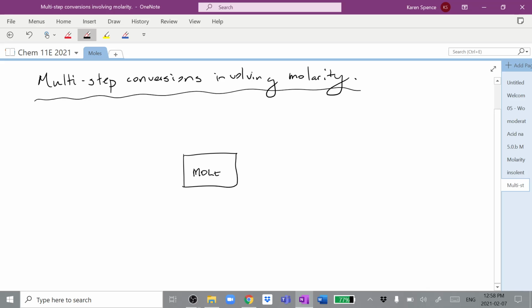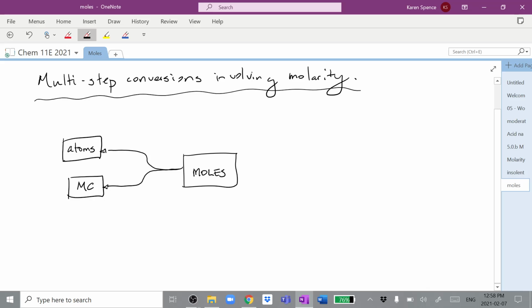And of course, we can convert moles of a substance into many things. We can go from moles to atoms, as long as it's moles of atoms. We can go from moles of atoms to number of atoms. We can go from moles of molecules to the number of molecules. We can convert between atoms and molecules by using the particle ratio, which is the number of atoms per molecule. You just count them up. Count the number of atoms per molecule.